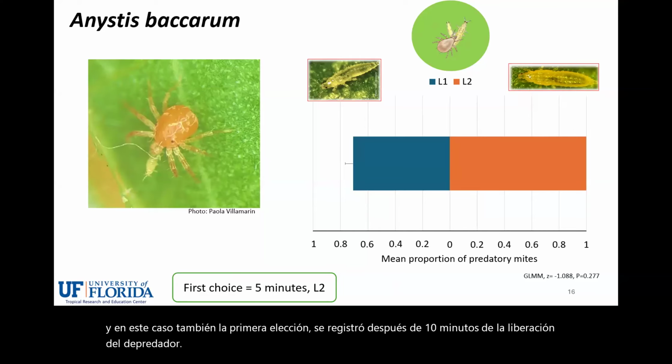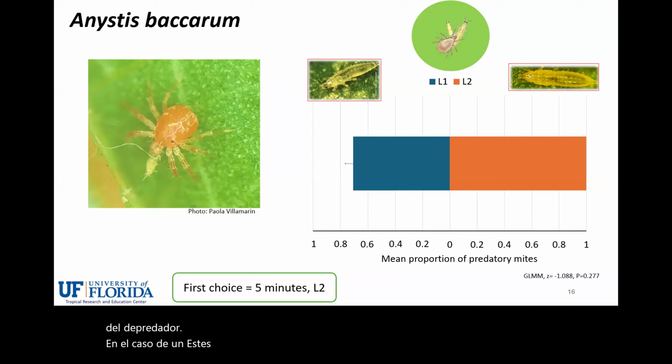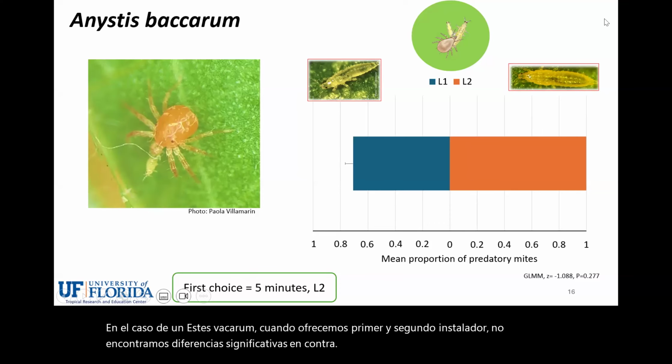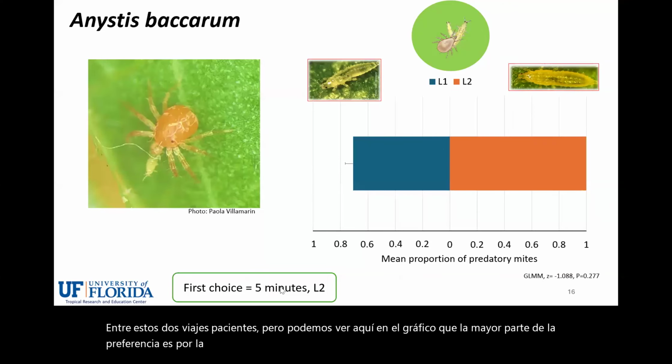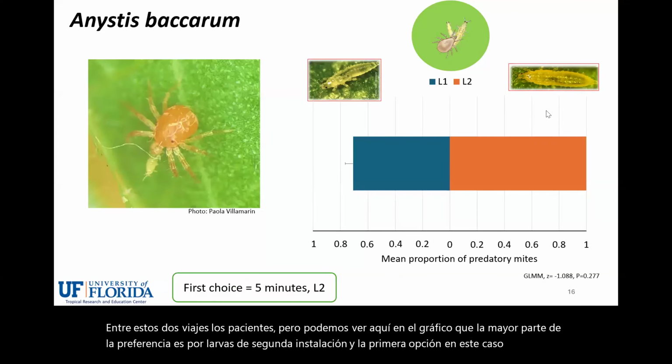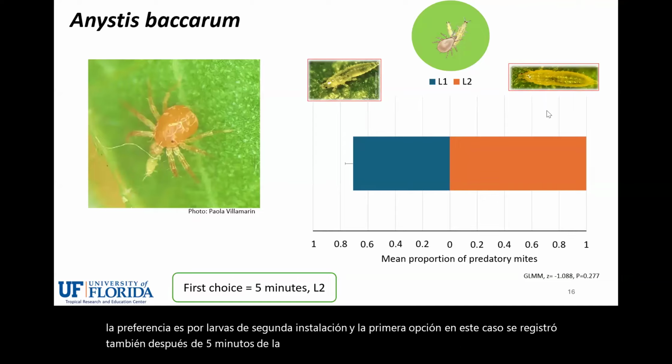In the case of Anystis baccarum, when we offered first and second instar larvae, we didn't find significant differences between these two Thrips stages, but we can see here in the graph that most of the preference is for second instar larvae. And the first choice in this case was recorded also after 5 minutes of the release of the predator for second instar larvae.